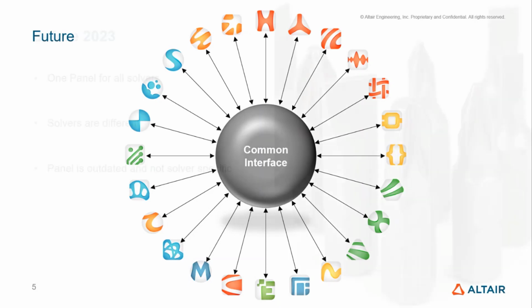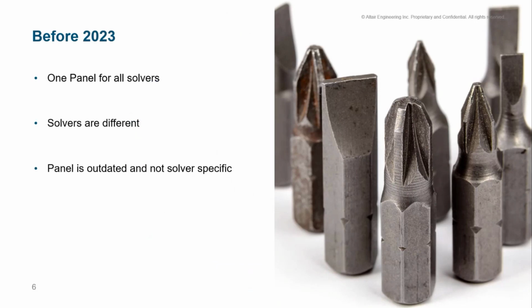Going with this standard, what happened before 2023 with respect to panels, and I'm targeting panels today? We obviously had more or less the same panel for all solvers before 2023. But we need to understand that each and every solver is different. There is a flavor to every solver. The solver flavor is not actually maintained in the panels. I'll talk about it in detail as we go forward.